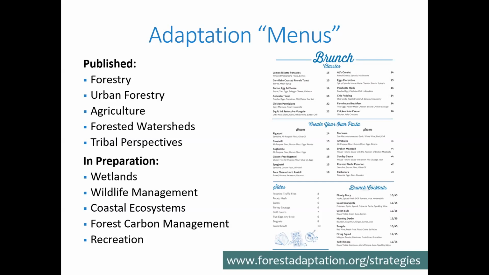And over the past decade, we've been building partnerships in each of the regions that we work in, and those partners have very different needs and have volunteered to lead efforts on preparing adaptation menus for other ecosystem types like wetlands and wildlife management, coastal ecosystems, forest carbon management, and recreation. And so all of those menus are set up in the same way, but really focus on different kinds of resources so that you can find the relevant menu that would really suit your needs.